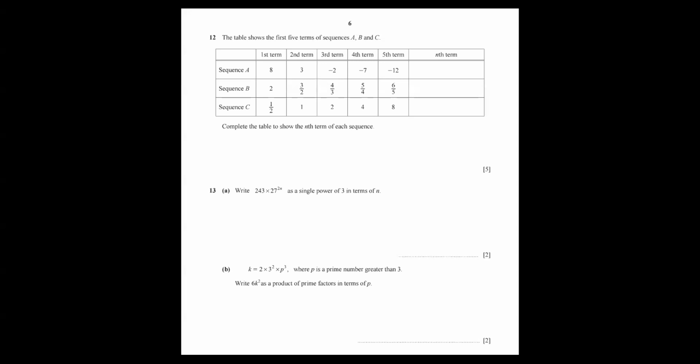Okay, so question number 12 now. In question number 12, if you look carefully, we are given three sequences, A, B, and C. So we can check: every time, first check for arithmetic progression, then geometric progression, then something else. So 3 minus 8, we get -5. -2 minus 3, we get -5.